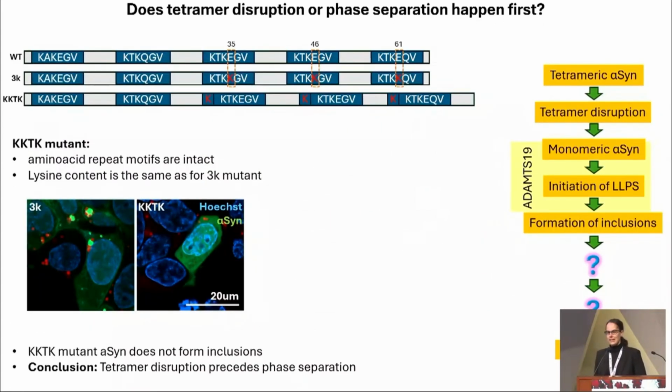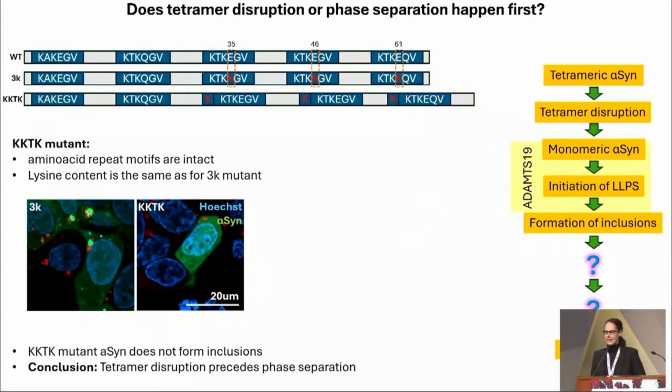So now the next question is, what comes first? Is it tetramer disruption or phase separation? It has been found that a protein that has a higher quantity of lysine has a higher propensity to phase separate. To check whether the 3K mutant first induces phase separation or tetramer disruption, we used the intact wild-type sequence of the protein, and we added 3 lysines right before the repeat domains, but we kept the repeat domains intact. So we hypothesized that if phase separation comes first due to the higher quantity of lysines, then this mutant synuclein would again form synuclein inclusions spontaneously.